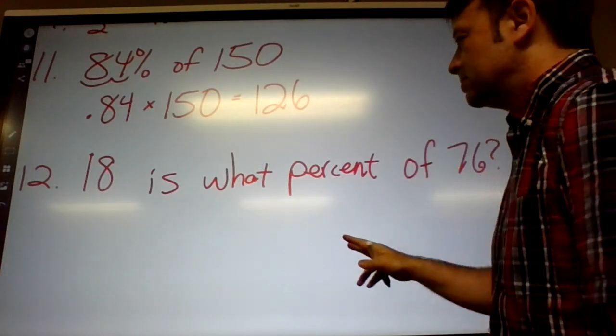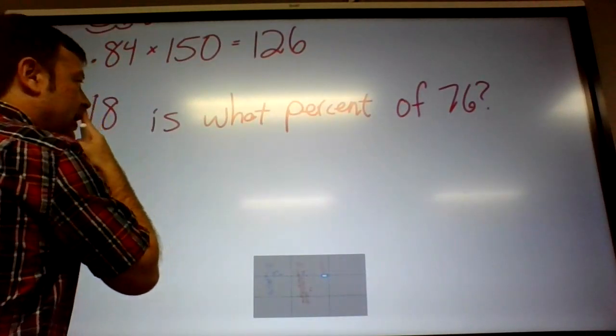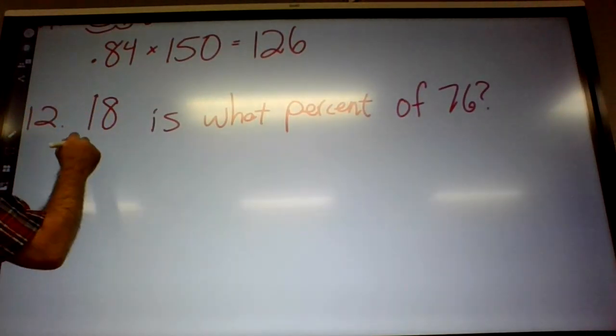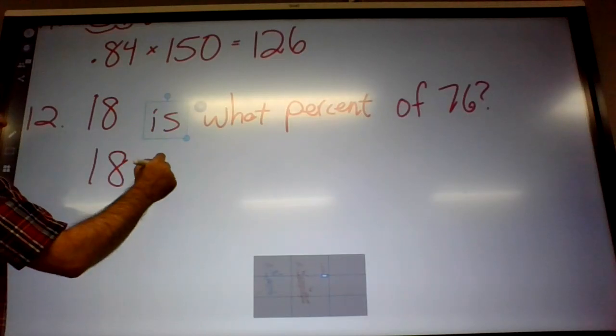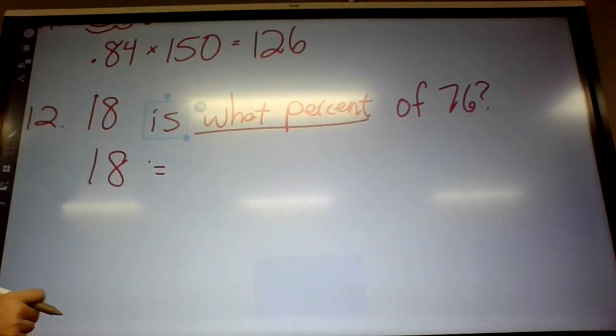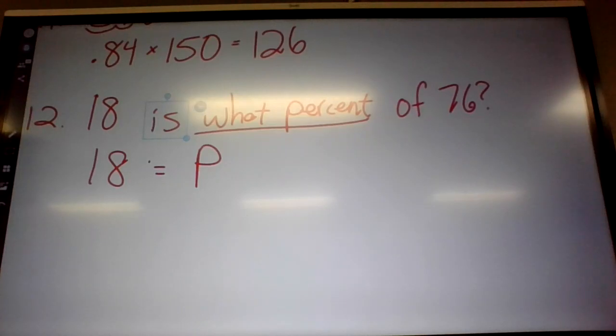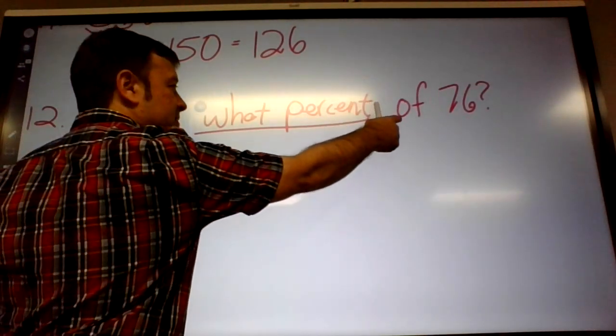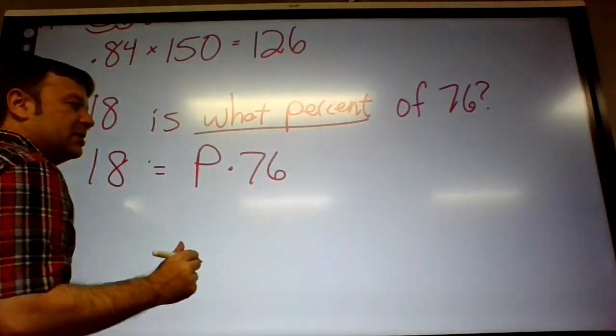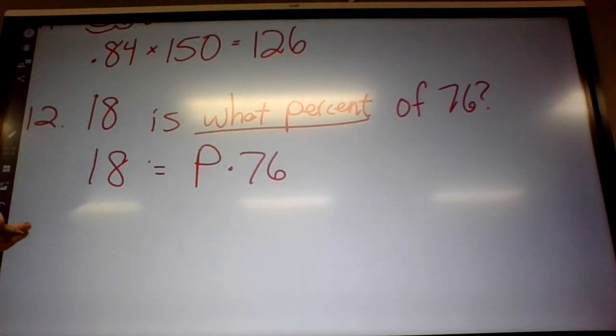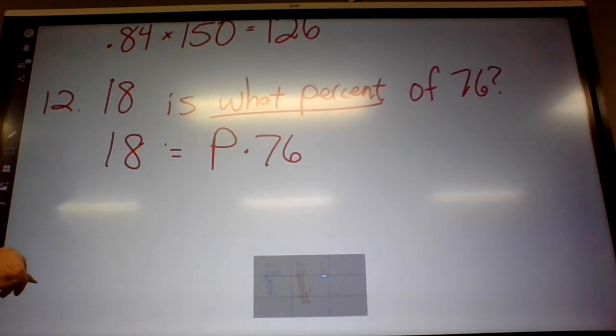76. Okay, so 18, let's see, where are we at? Pearson, what did "is" mean? Okay, what percent, what do you think we're gonna put for what percent? X. I'm gonna put a P because we probably need a reminder that we need to change that answer to a percent. But you can put X, doesn't matter. What did "of" mean? Times. So once you get it set up, see how it's like a really tiny equation? After you set it up, it's like one step left.